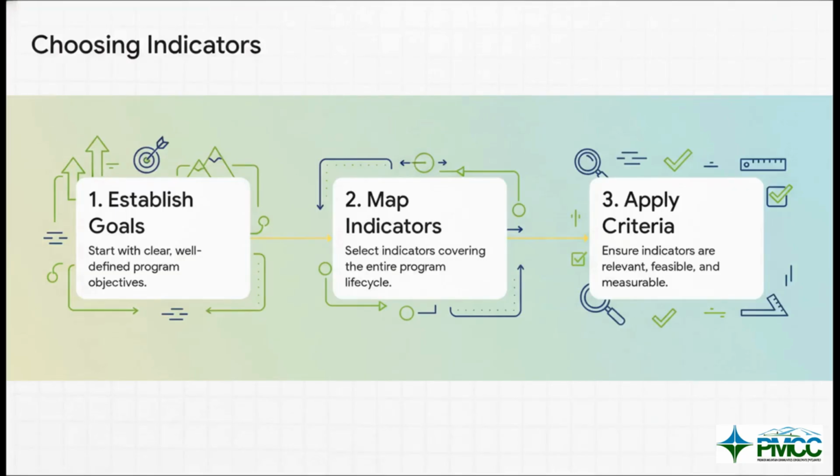Choosing your indicators isn't just guesswork. It's a really deliberate process. First, and this is non-negotiable, it all starts with having crystal clear goals. If you don't know where you're going, how can you measure progress? Second, you map out your indicators across that whole project journey we just talked about. And finally, you have to give them a reality check. You've got to ask, is this relevant? Can we actually get this data? Is this something we can truly measure?